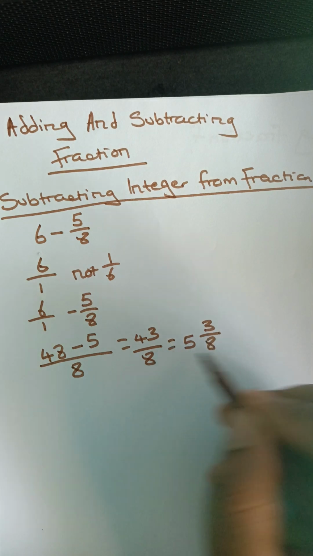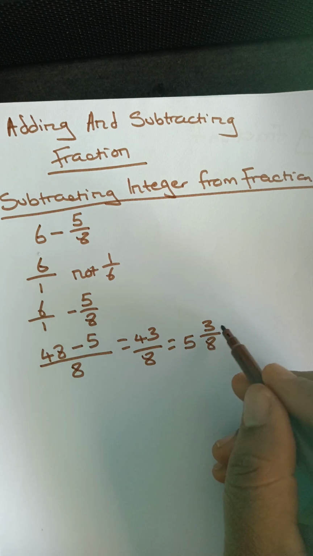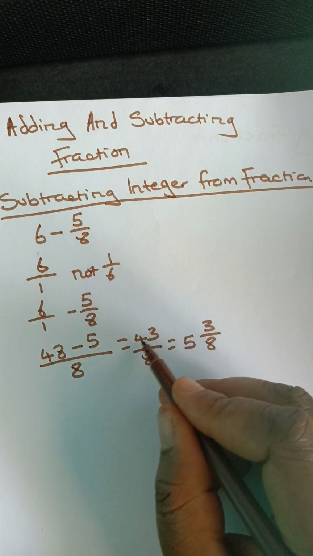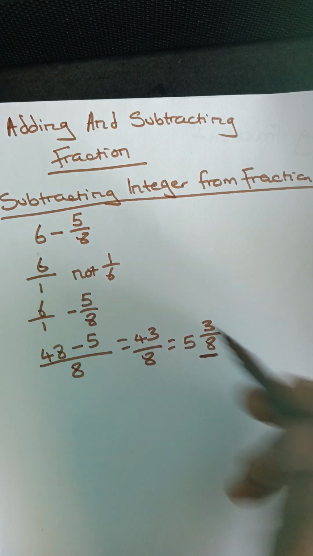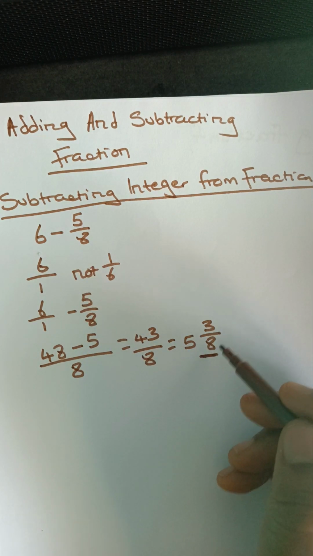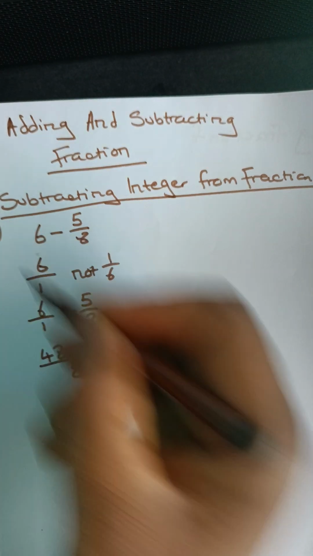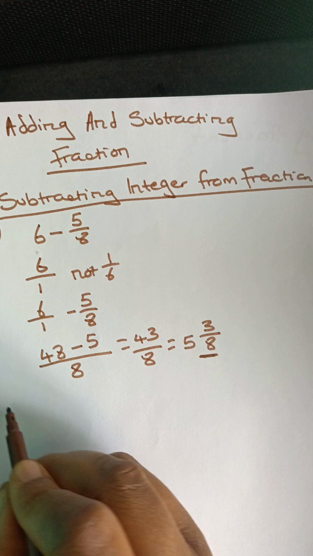Now let's be sure we are correct. What is 8 times 5? 8 times 5 is 40. 40 plus 3 is 43. That's just 43 over 8. So we are correct. So 6 minus 5 over 8 is equal to 5 whole number 3 over 8. So that's the first one. Now let's try another one. Let's do this.